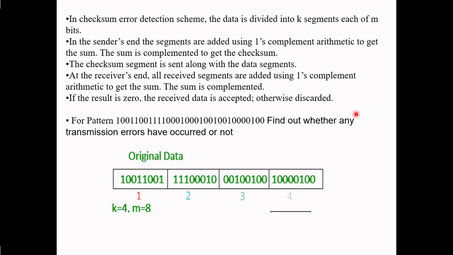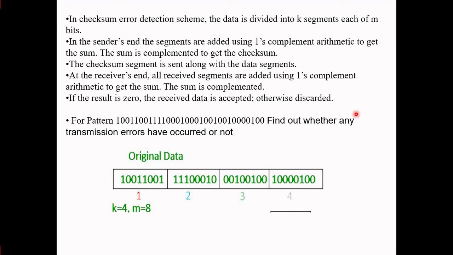So in checksum error detection scheme, the data is divided into k segments, each of m bits. In the sender's end, the segments are added using one's complement arithmetic to get the sum. The sum is complemented to get the checksum. The checksum segment is sent along with the data segments. At the receiver end, all received segments are added using one's complement arithmetic to get the sum, and the sum is complemented. If the result is 0, the received data is accepted, otherwise discarded.